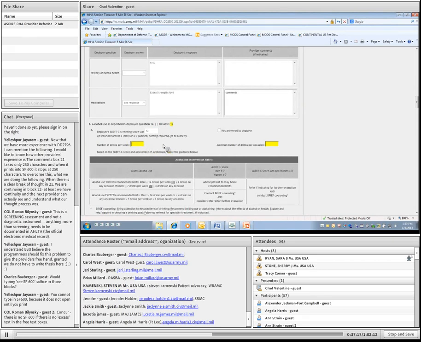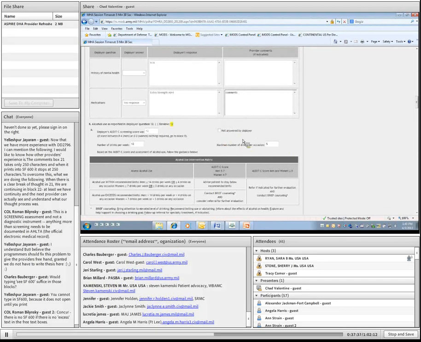The system's asking you to ask that deployer, how many drinks does he have per week? And how many drinks does he have per occasion? So you need to make sure you fill that in. And it only takes numerical text. I just want to point that out. You also got a choice here. You'll see this box circling around here. It says not answered by deployer.